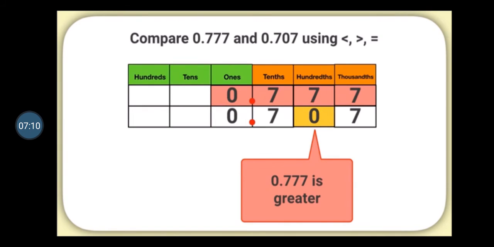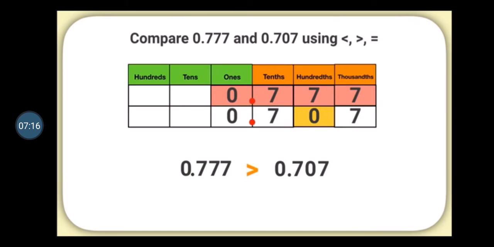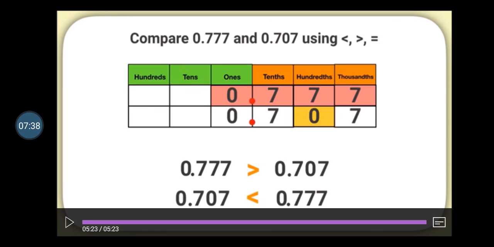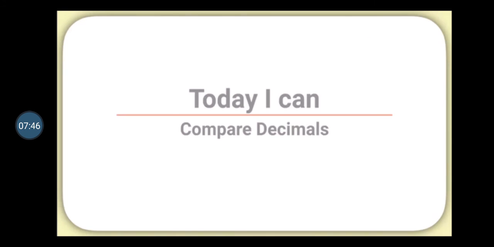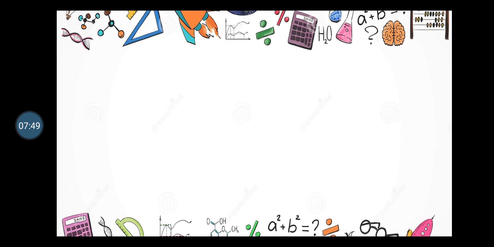So we can say that 0.777 is greater, and we can write 0.777 is greater than 0.707, or we can write 0.707 is less than 0.777. I hope you all have learned from these examples, and now you can easily understand the comparison between two numbers.